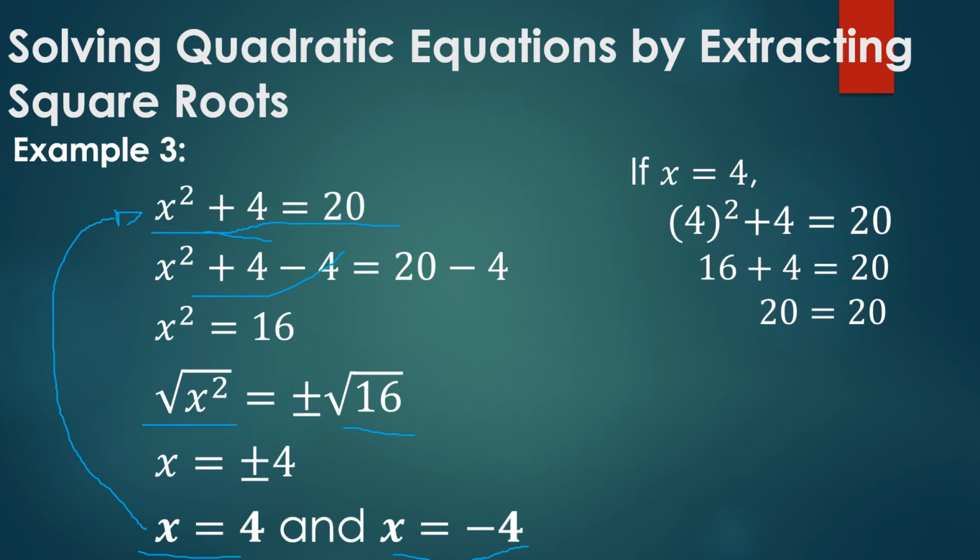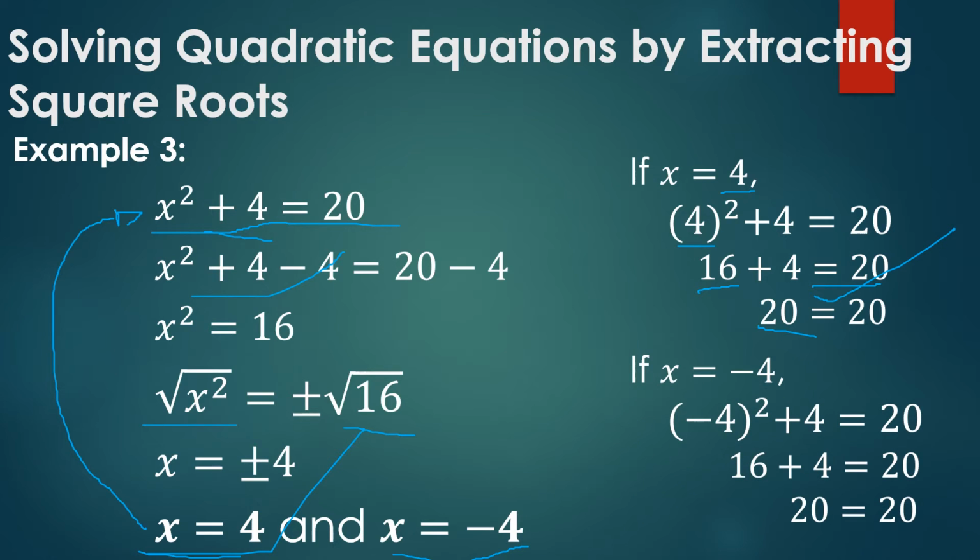Let's do the checking. If x is equal to 4, then by substitution, we are going to substitute 4 into our x. So we have 4 quantity square plus 4 is equal to 20. And then by simplifying 4 quantity square, we have 16. 16 plus 4, will it be equal to 20? Yes, because 16 plus 4 is 20. Therefore, 20 is equal to 20. Then our answer, x is equal to 4, is correct.